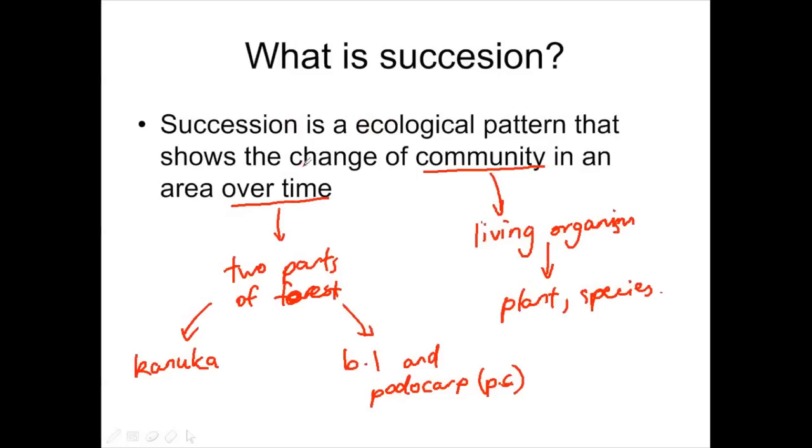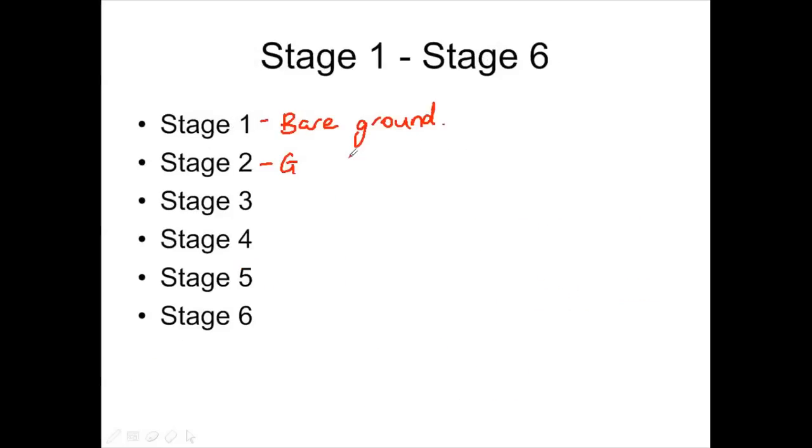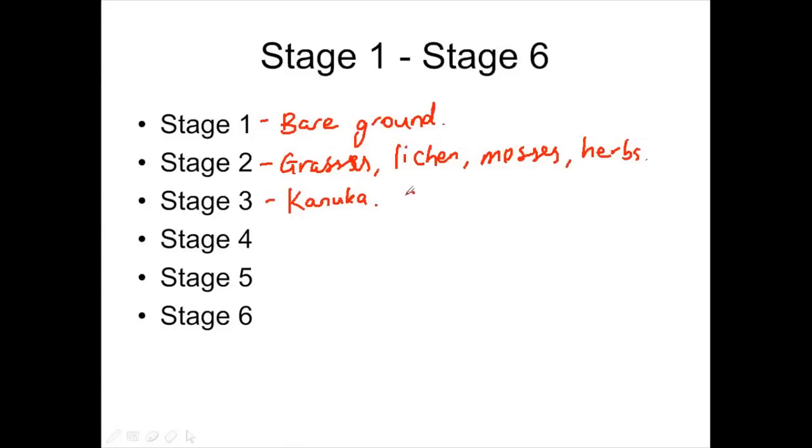Okay, so stage 2. Stage 2 is our first glimpse of vegetation. We have grasses, lichen, mosses, and herbaceous plants, or what I just like to call herbs. So that's stage 2. After stage 2 we have stage 3. Stage 3 is our Kunuka, shrubs and ferns.